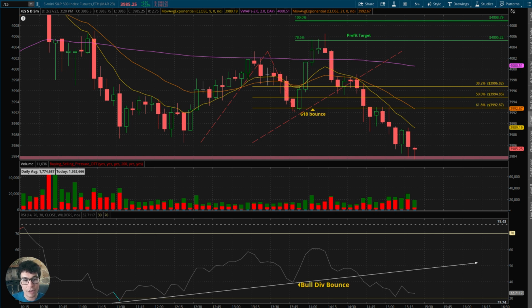So what we actually have here is a little bit of a bullish divergence bounce at the same point where we get the 618 retracement bounce. If you take a look, right over here, we're making lows and slightly lower lows, even equal lows you could call them, but we're making slightly lower lows from about 11:15 to about 12:15 on the S&P 500 futures.